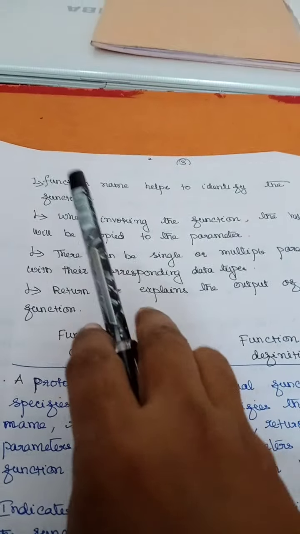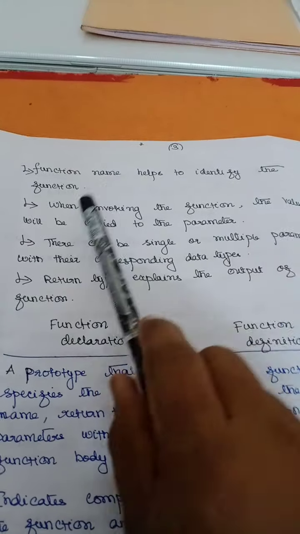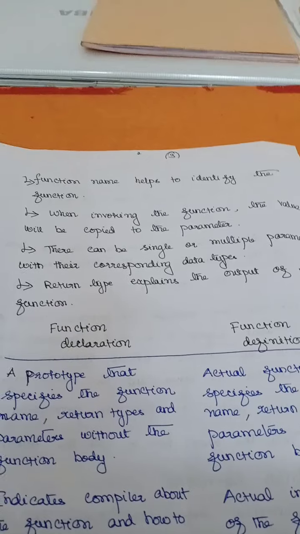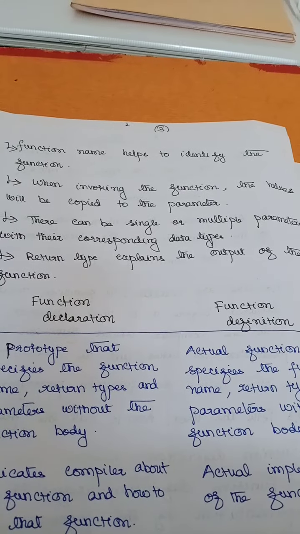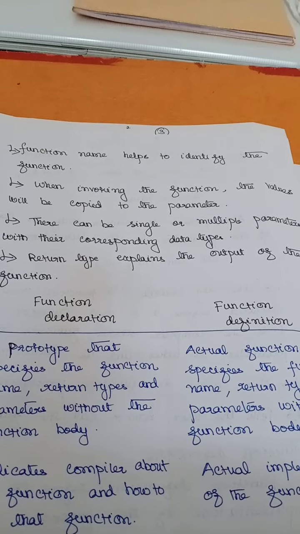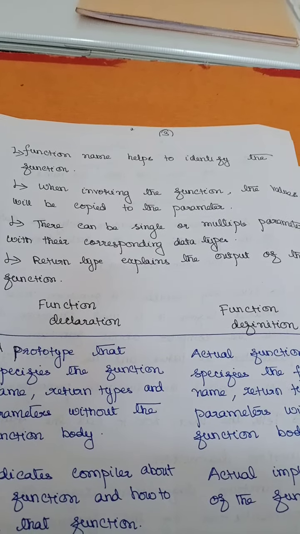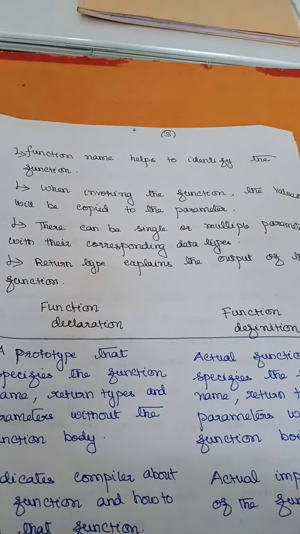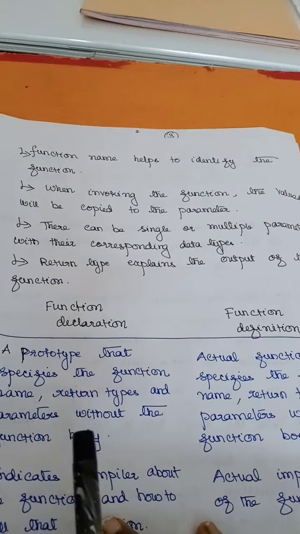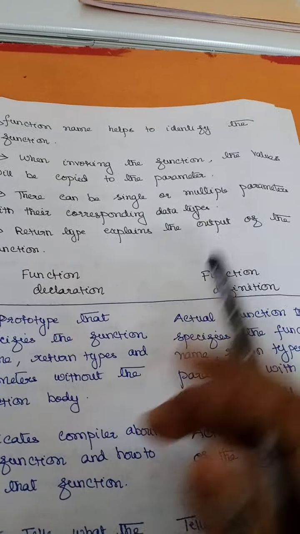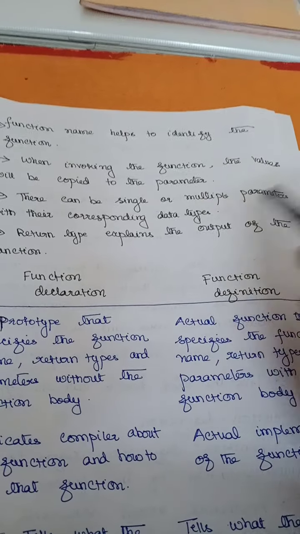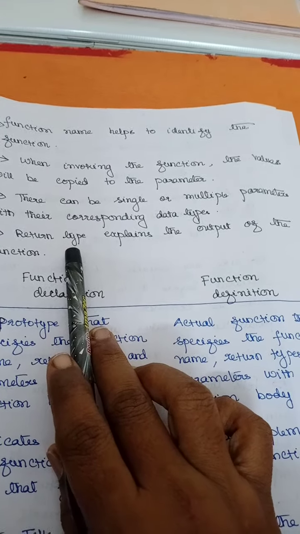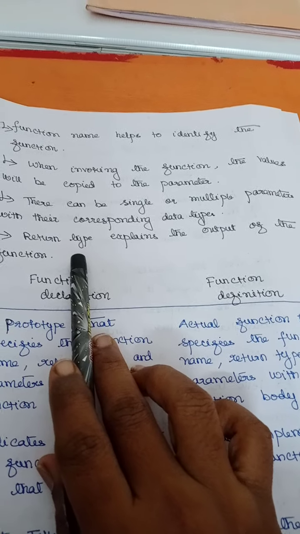And the function name is nothing but something that helps to identify the function, like how we have int a comma b. So a is used to identify one variable, b is to identify another variable. So here also I have got a function name to identify my function. So when invoking the function, whenever I am calling the function, the value will be copied to the parameter. That I will tell you later, now you need not worry about it.